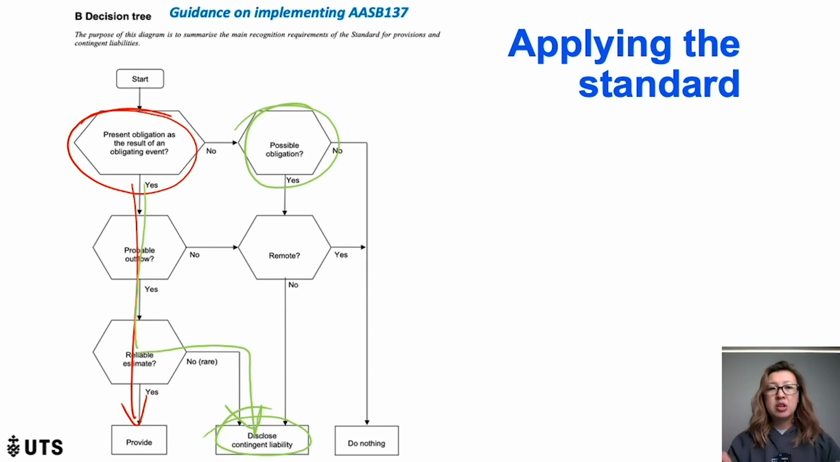Now, management are supposed to be making these judgments. So they're meant to be looking at all of their potential contingent liabilities and following this flowchart. Our responsibility is to look at what management are disclosing and say, okay, have they applied this accounting standard correctly? And is there anything that might need to be included that we haven't included so far?